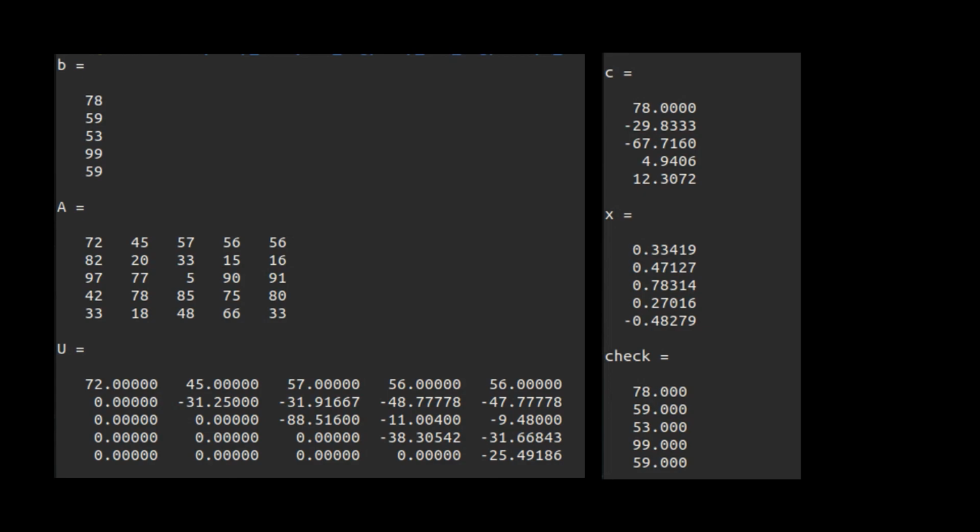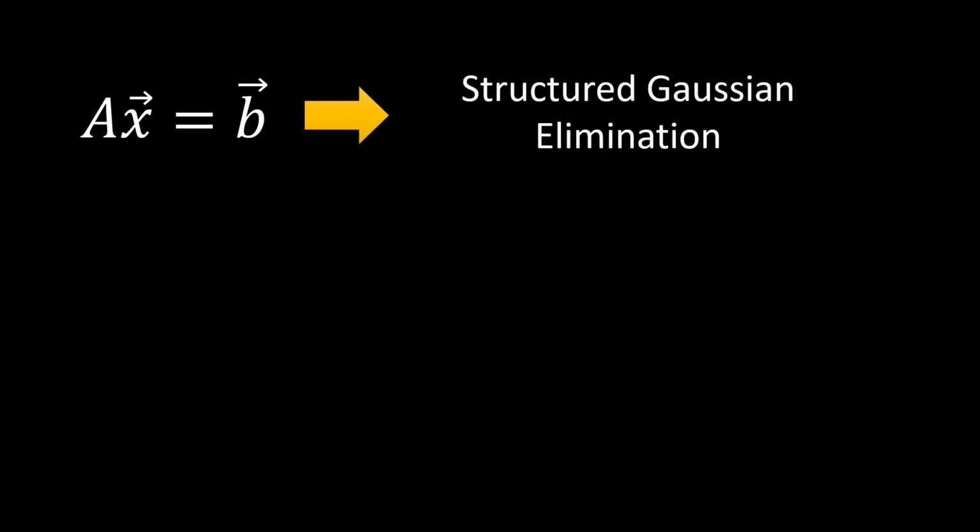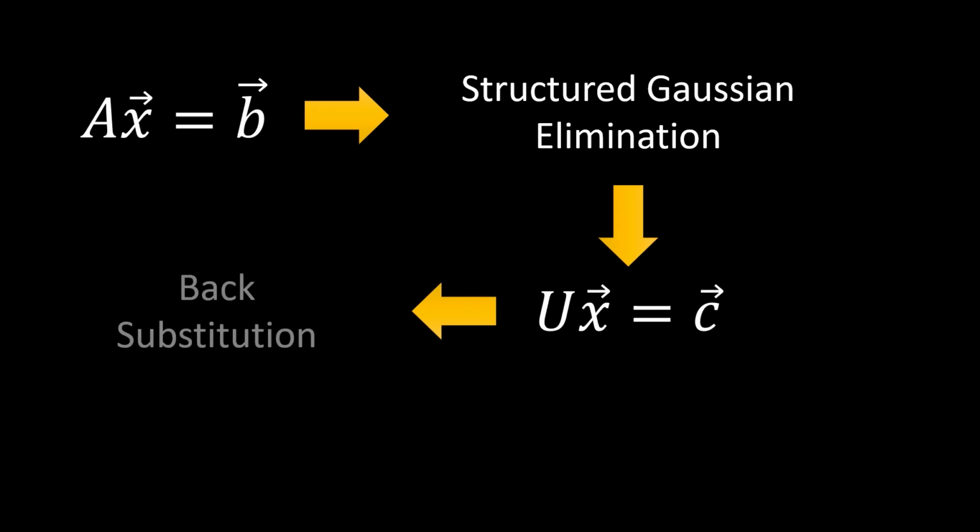But in summary, how do we solve this AX equals B system? Well, we pass it into the structured Gaussian elimination algorithm, which converts it into an upper triangular system, which then we plug into the back substitution algorithm, which provides us our solution.